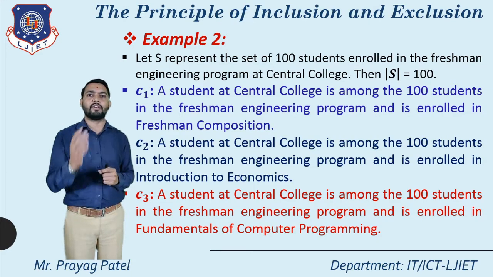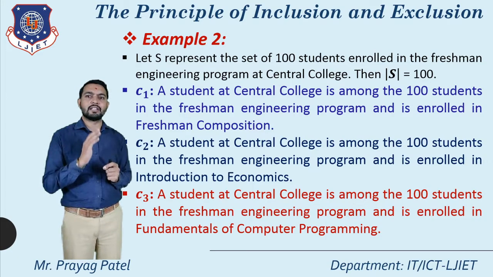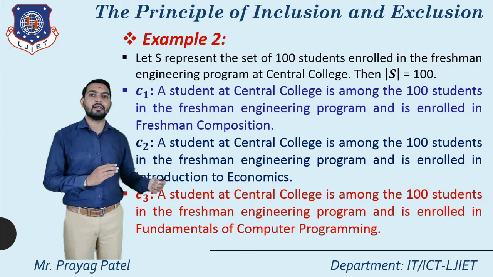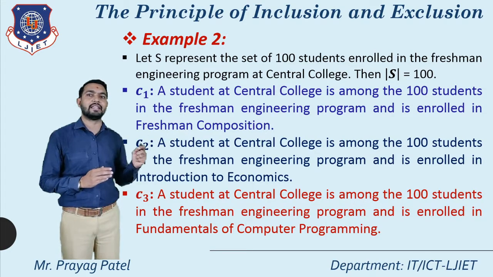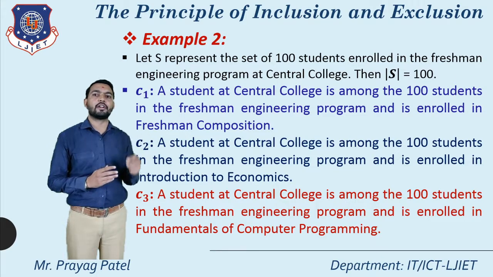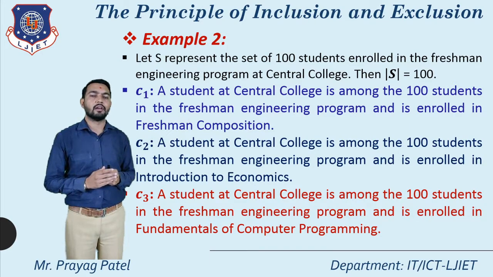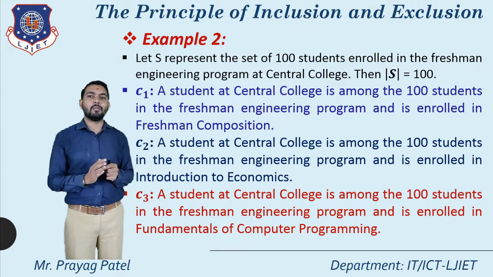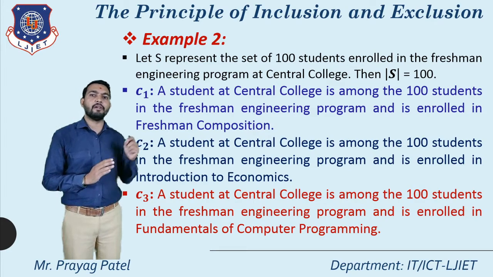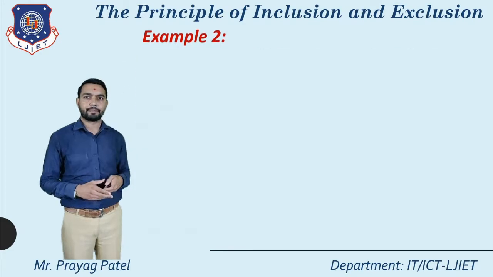Now we already discussed the two conditions C1 and C2 in the previous example. Now in example number 2, we considered the conditions C1 and C2, and now we add one more condition, C3. So what is the condition C3? C3 is a student at Central College among the 100 students in the freshman engineering program who is enrolled in fundamentals of computer programming. So the third, C3, means students enrolled in fundamentals of computer programming.